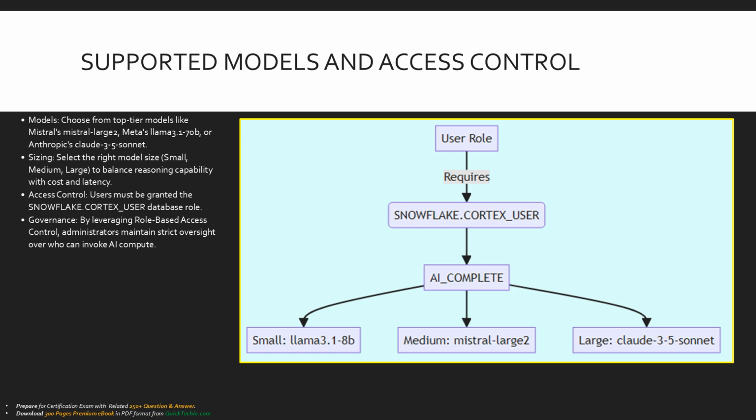At the top, the user role attempts to execute a query. The gateway checks if they possess the required SNOWFLAKE.CORTEX_USER database role. Once authorized, the request proceeds to the AI Complete function. From there, the developer decides the routing. Depending on the complexity and budget of the task, the function delegates the prompt to a small, medium, or large model family. This modularity gives architects total control over price-to-performance ratios.